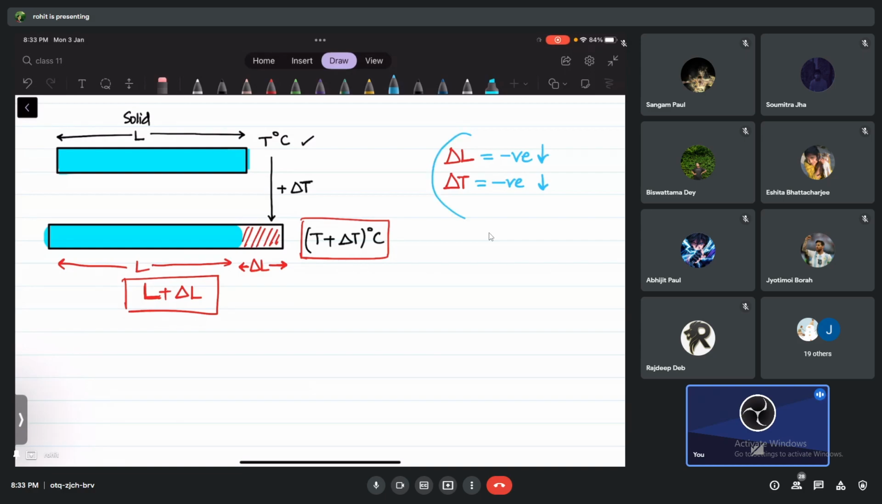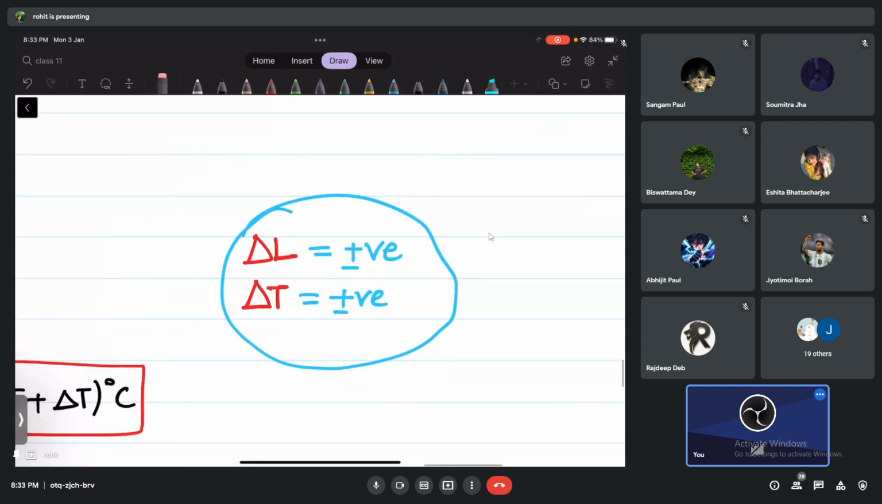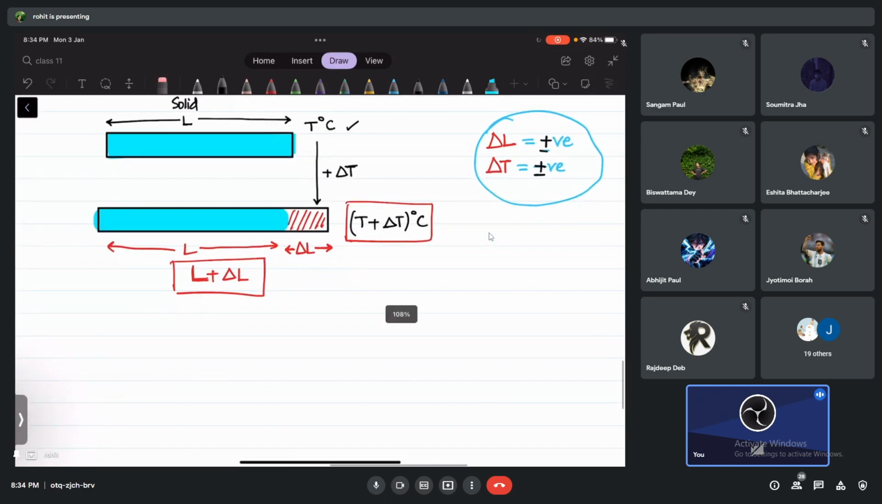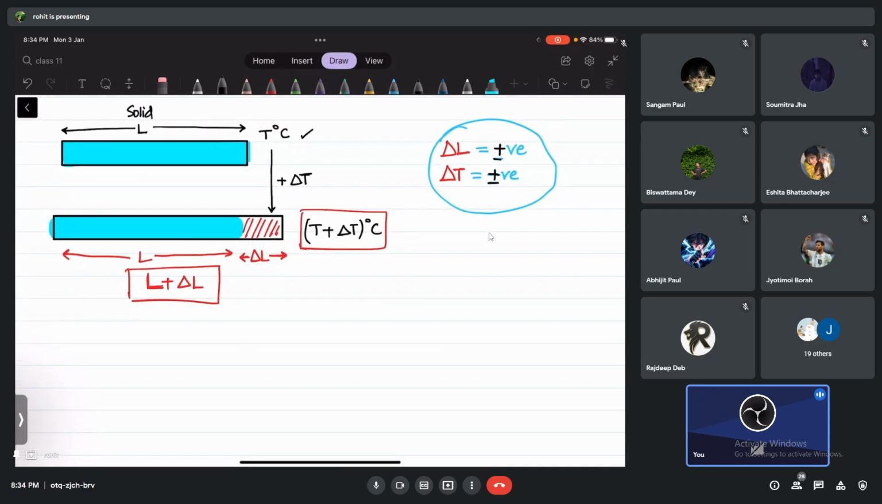I think you can understand what I'm trying to say here, right, guys? It can be positive also, it can be negative also. I think you got the point, right? It's clear, this part? Plus means increase of temperature, that also means increase of length. Minus means decrease of temperature, and that also means decrease of length. So this is what we have. Now we have this theory, let's check whether it makes sense or not.